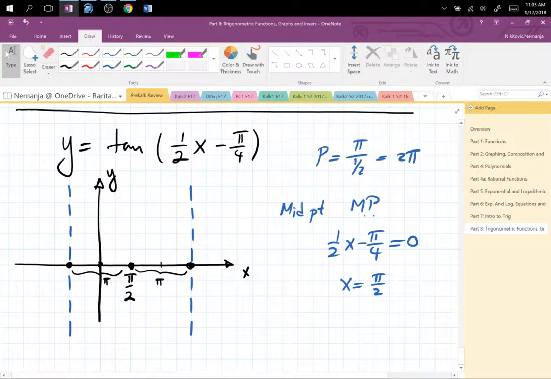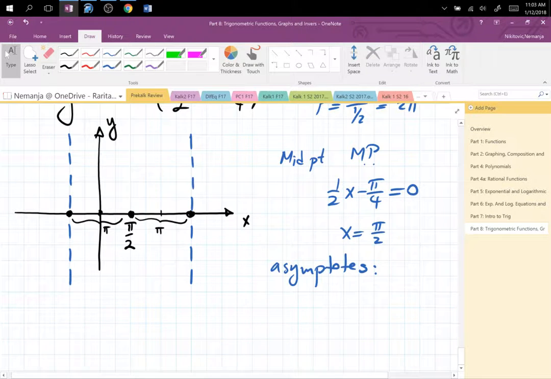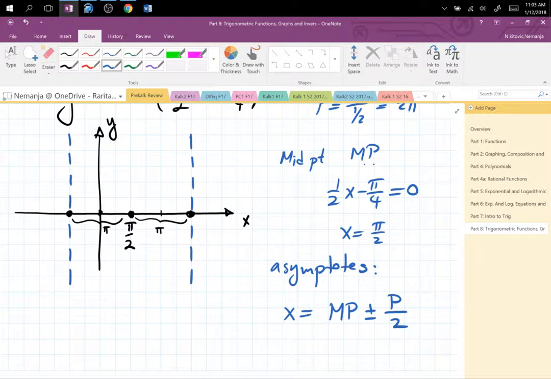So if you want the formula for asymptotes, I don't know if you like formulas. I generally avoid that stuff. So asymptotes are going to be at x equals midpoint plus minus period divided by 2. So in our case, midpoint was pi over 2, and then you go plus pi minus pi because 2 pi divided by 2 is pi. So if you want the formula, there it is. I'm not too keen on those, but hey, some of you love it, so there you go.